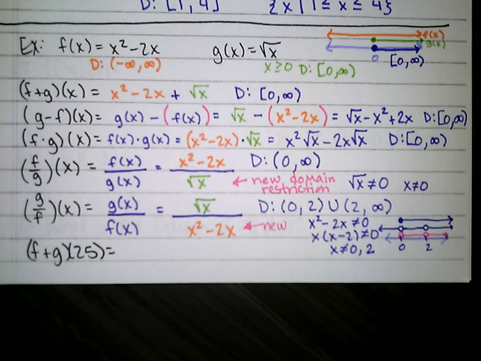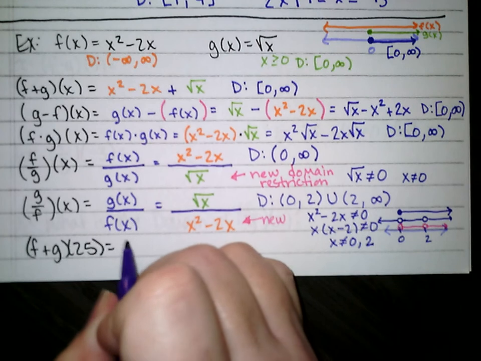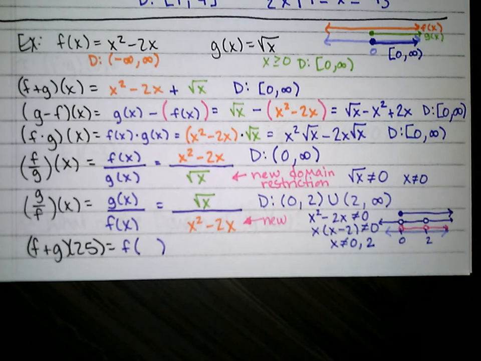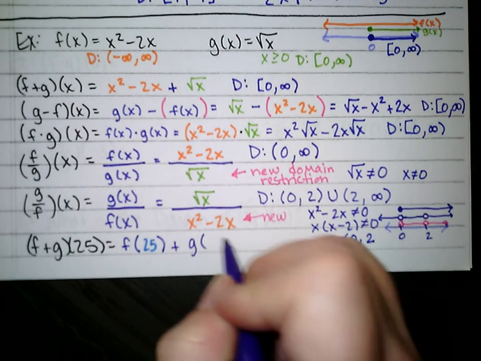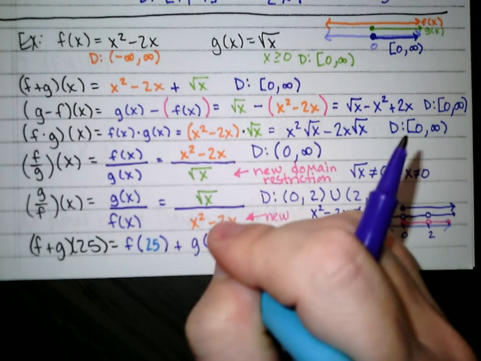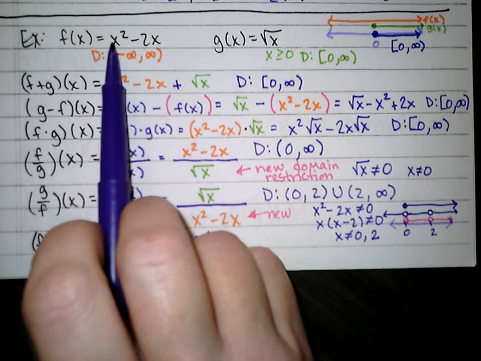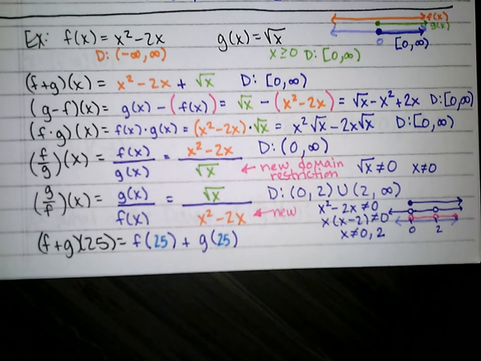I can also ask you to do f plus g of a number instead of f plus g of x. And so that's just asking you, instead of doing f of x, we're doing f of 25 plus g of 25. And of course, that means that we're going to take the function f and replace our variables with the input of 25, and then take the function g and replace our variables with the input of 25 and work through that. So we can just do that pretty easily.